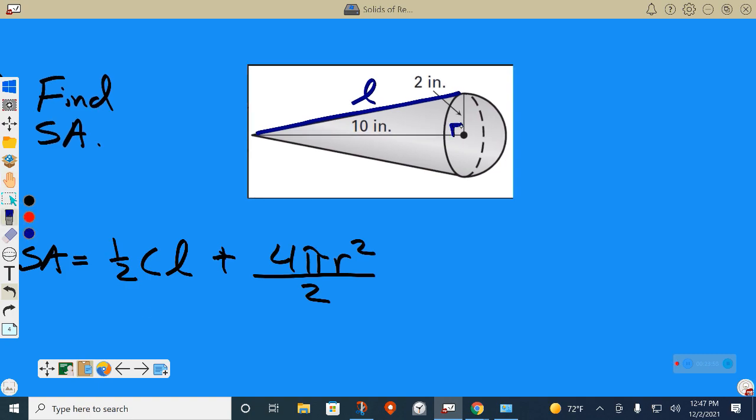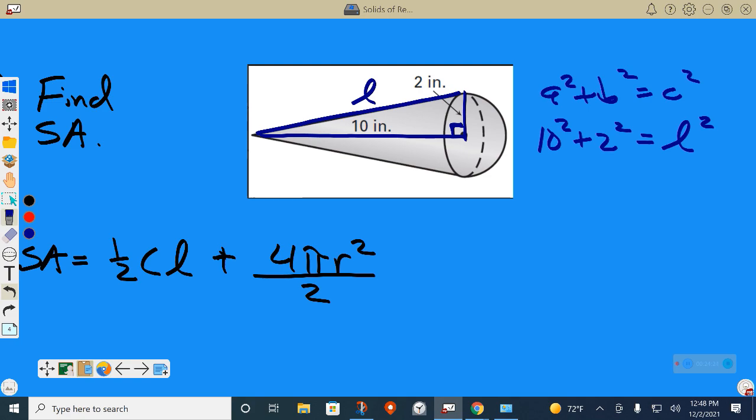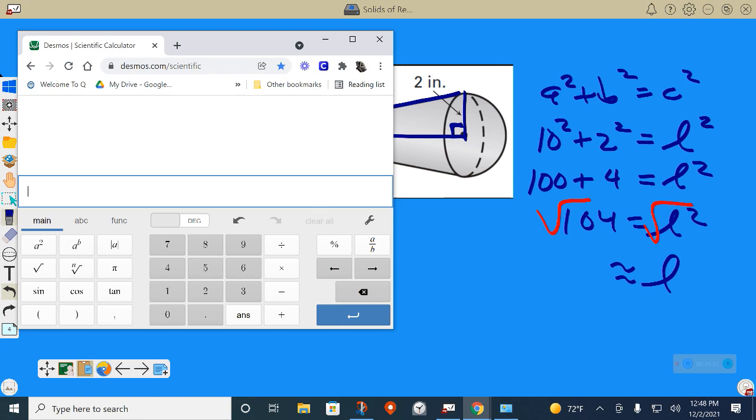Here's a right triangle. A squared plus B squared equals C squared. So my A and B are the 10 and the 2. Stay with me, Gabriel. Don't give up on me. 100 plus 4, 104 equals L squared. Let's take the square root of both sides to get rid of that second power. So L is approximately the square root of 104, about 10.2.